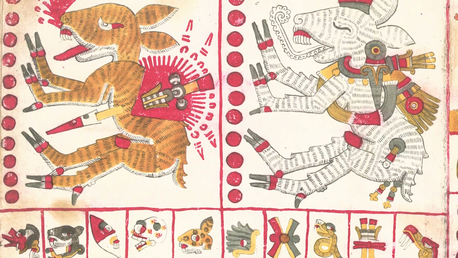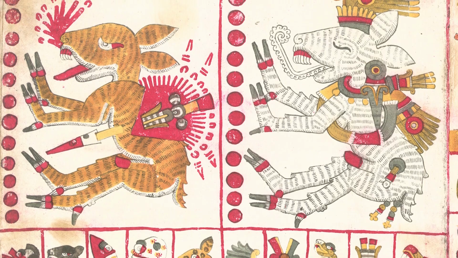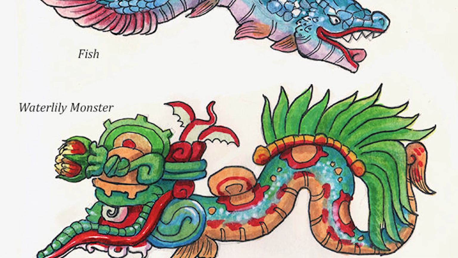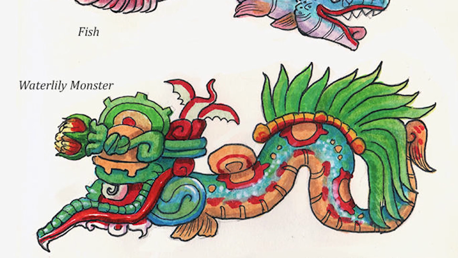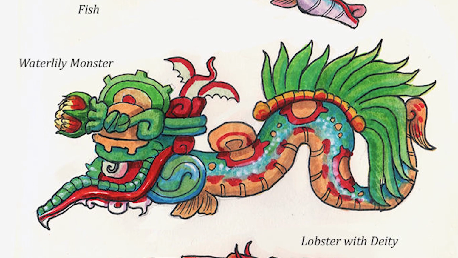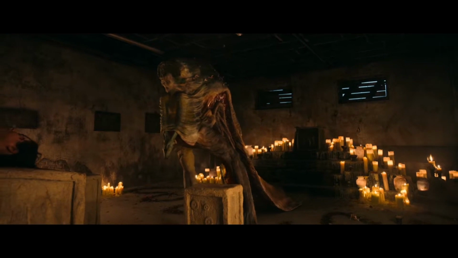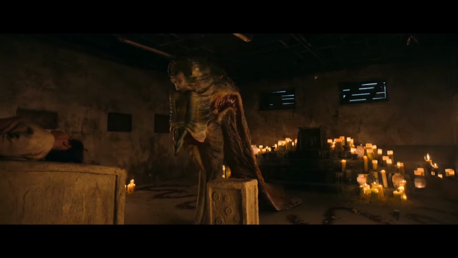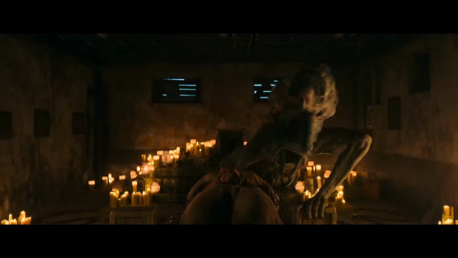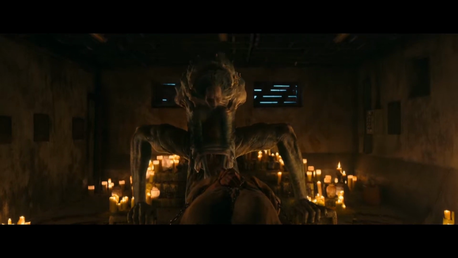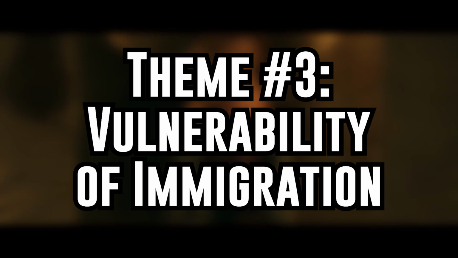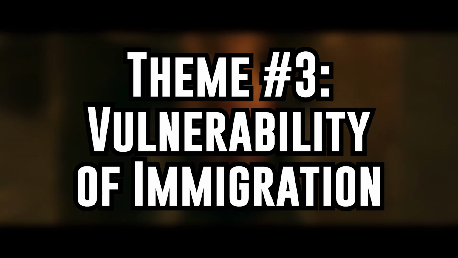I was reading into these different beasts, and many of them seem to have these spiritual powers like putting curses on people, removing curses from people, and improving health and well-being of people, as well as aggressively killing people and other creatures. So I feel like this massive CGI monster who does all of those things is just one big culmination of different ideas inspired by these ancient Mesoamerican mythological creatures. Theme number 3, vulnerability of immigration.